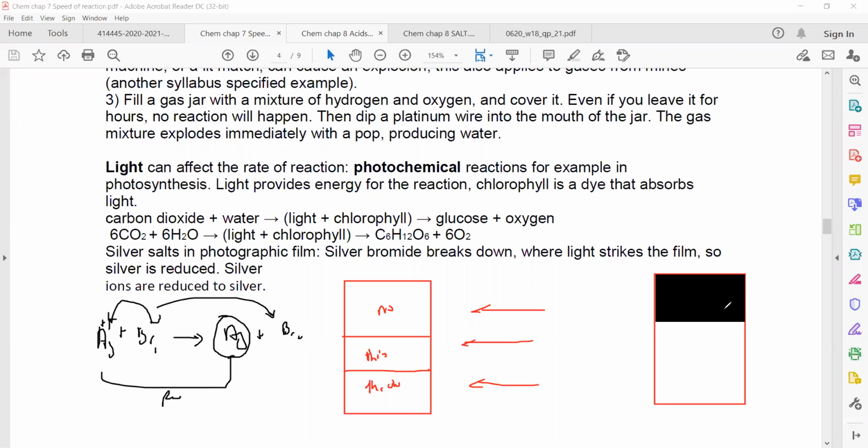Due to silver metal, it will turn black, and the part which is exposed to a small amount of light will turn gray, because a small amount of silver ion turned into silver atom. And the part which was exposed to light but covered with a thick paper or thick sheet, light is not able to pass through. That's why it will remain as it is.